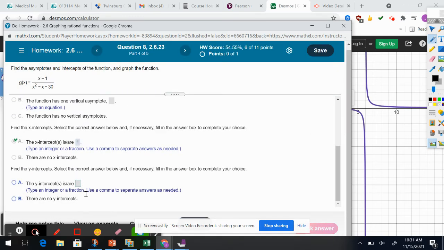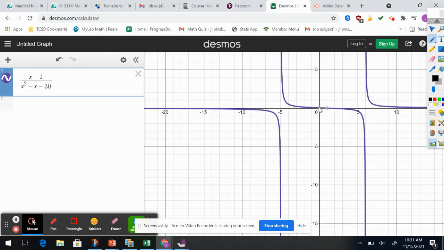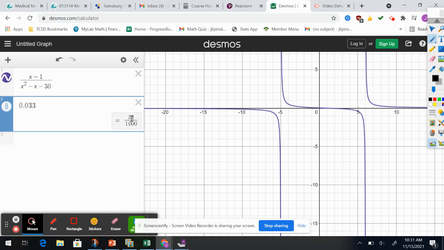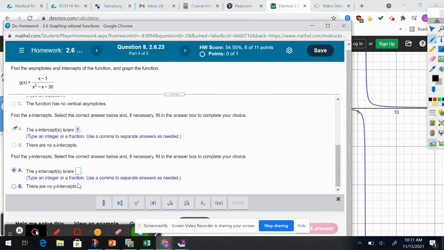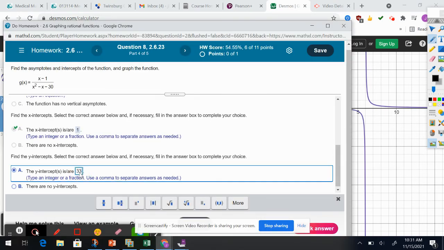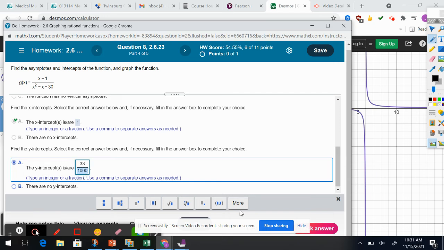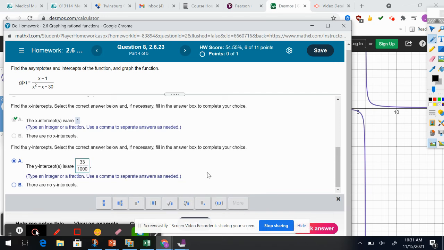And then the y-intercept, if I go back to this, was 0.033. Now here is where I'm going to understand if you get this wrong, because if I want this to be a fraction and I put in 0.033 and I click fraction, it tells me 33 over 1,000. I can almost guarantee you this won't be the right answer in Pearson. So if I go back here and put in 33 over 1,000, it's going to tell me it's wrong. But this is what Desmos gives us.